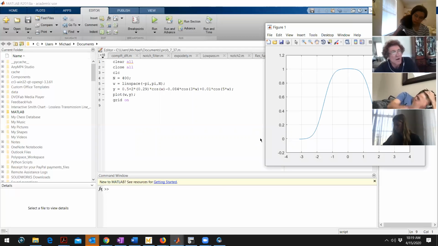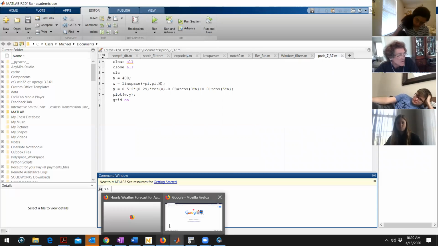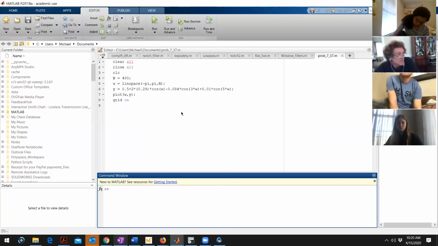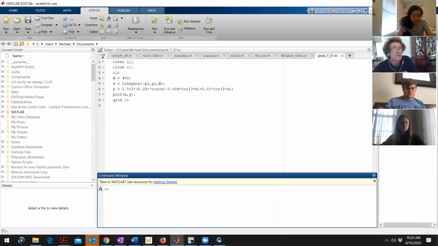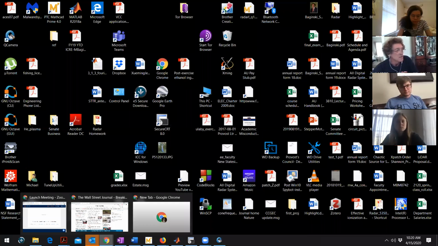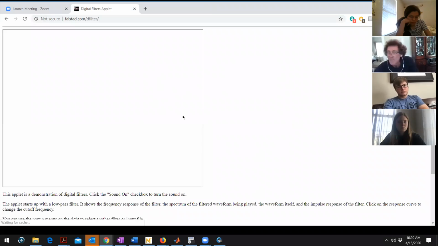I'm going to make a comment here. When I look at this plot, there's no ripple. Now, this is something I showed you before. Let me see if I have it. I had a website that I talked about here. Did anybody look at this website? We're going to talk about this. I'm going to pull it up and show you something. But this is kind of cool. There's a lot of stuff on the internet.